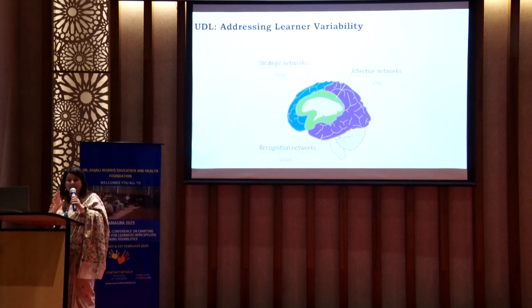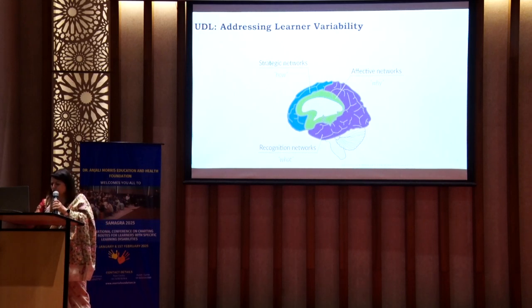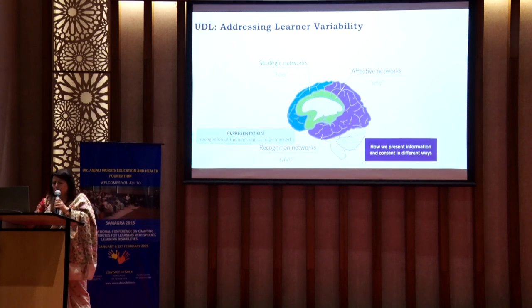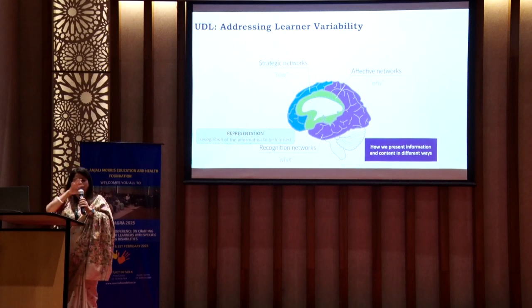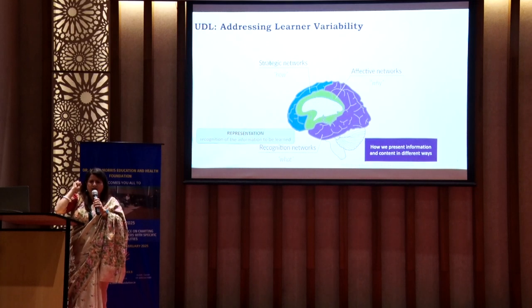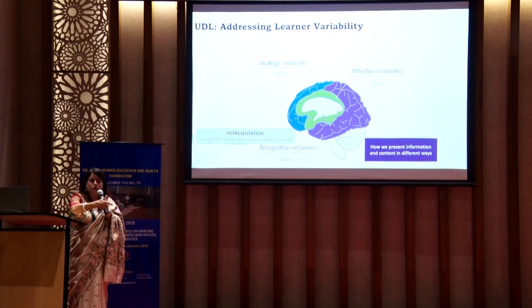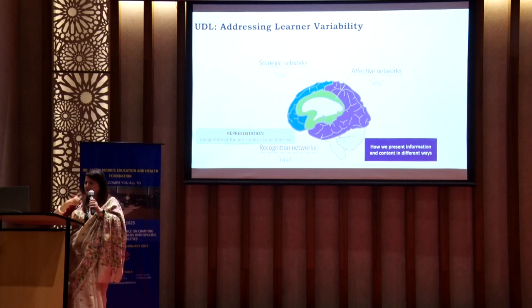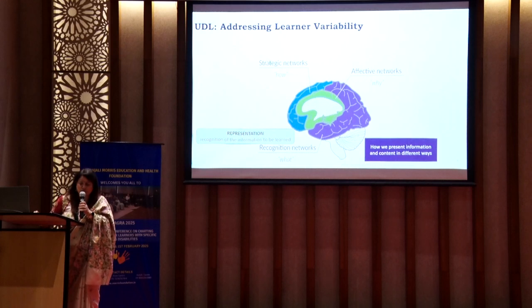So when we try to understand UDL conceptually, what does it say? It talks about how a child learns, why a child learns, and what a child learns. So it talks about recognition network, which focuses on multiple means of representation, which means whatever you're showing, whatever you're talking about, the child will recognize something from there and understand it better. What he can recognize, he will learn that better. So it's important for me to present it in a manner that the student can pick up something from there, can recognize something from there. So how we present information and content in different ways is very important.